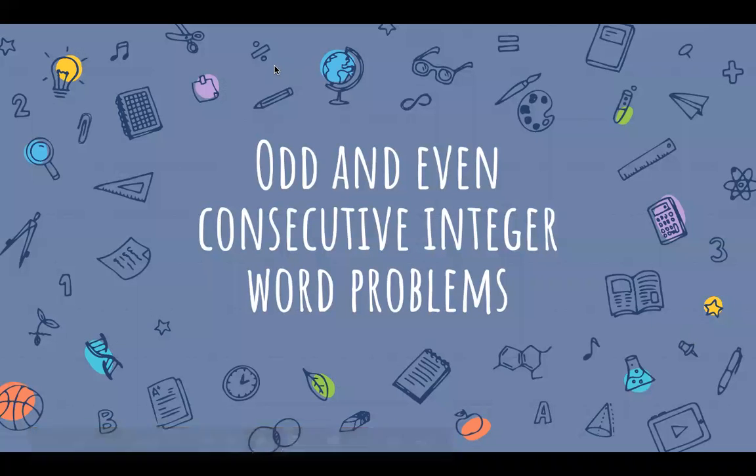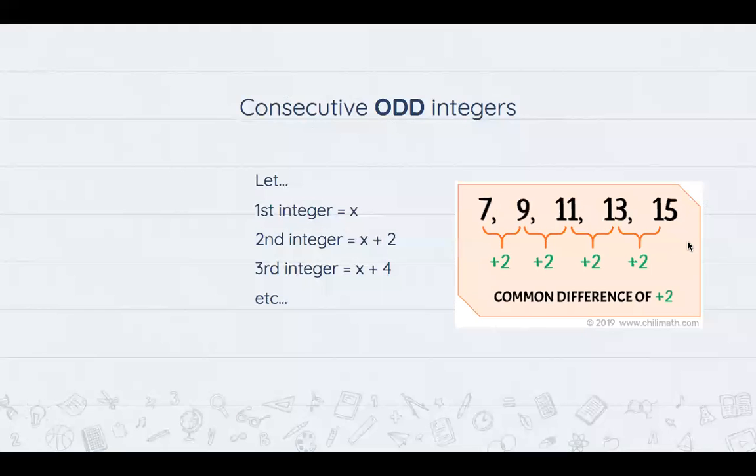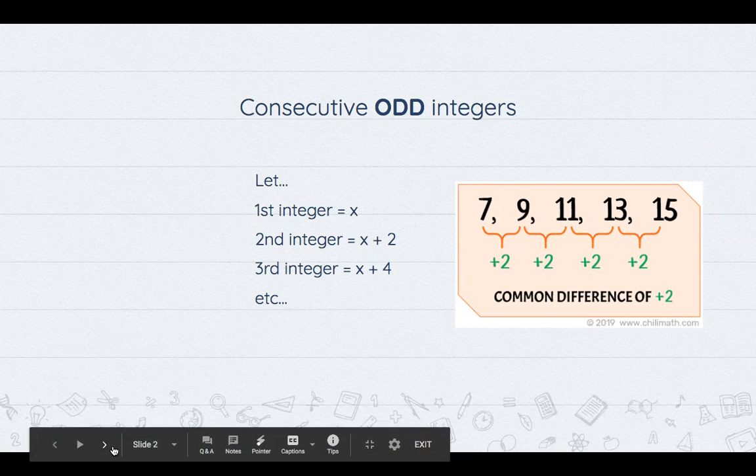Hello, today we are going to be learning how to do odd and even consecutive integer problems. We're first going to be doing odd integers, which is what it looks like. The common difference is plus 2 every time, same with even integers, but we're going to be learning how to do odd integers first.